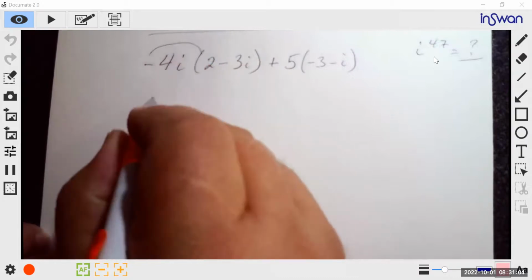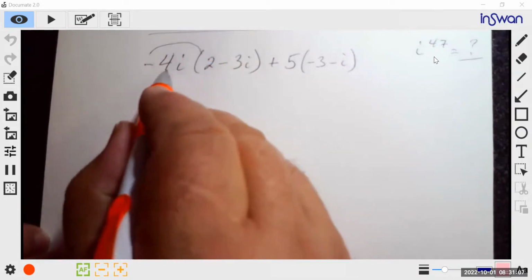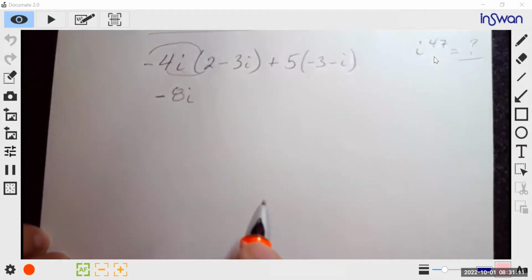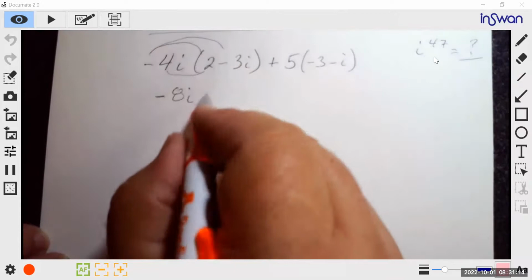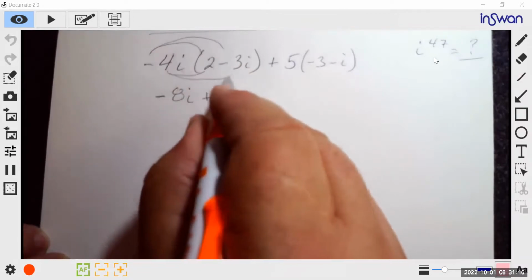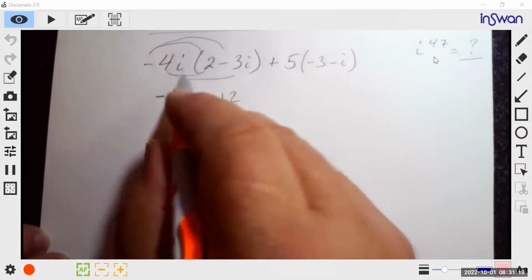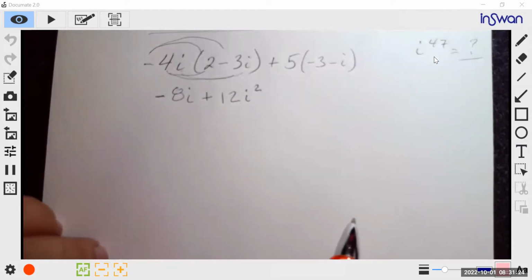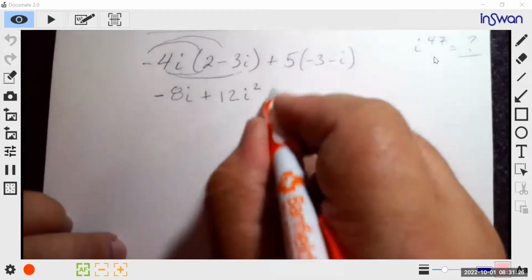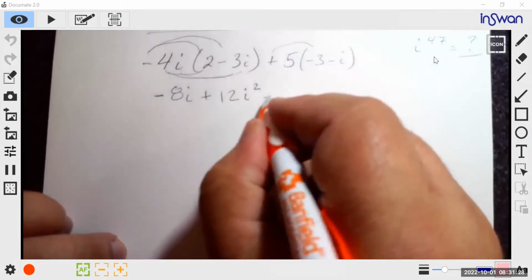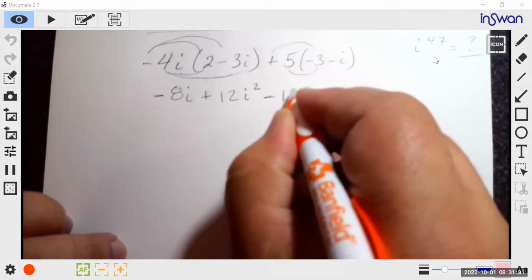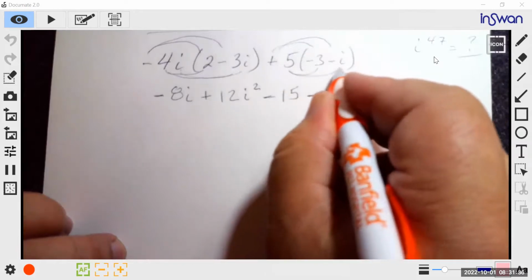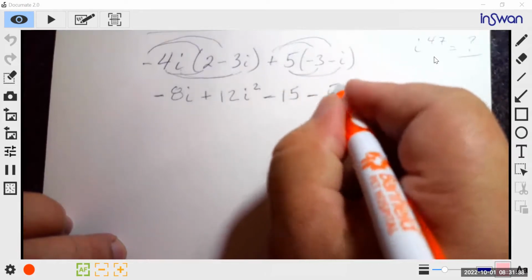Negative times positive is a negative. 4 times 2 is 8i. Negative times negative is a positive. 4 times 3 is 12. i times i is i squared. Positive times negative is a negative. 5 times 3 is 15. Positive times negative is a negative. 5 times 1i is 5i.